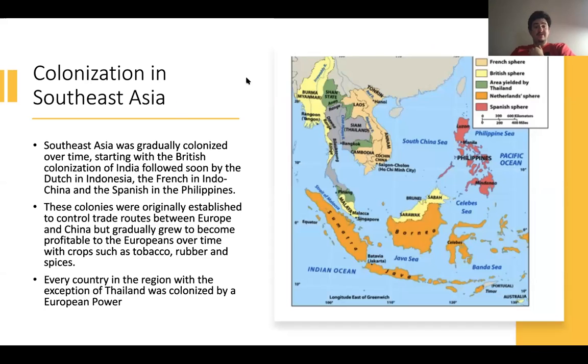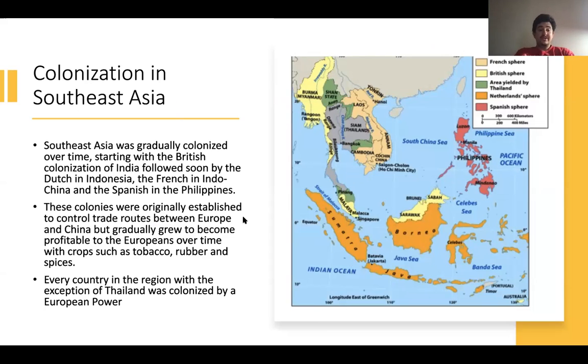Southeast Asia was a little bit different. It was kind of over time, and it started with the British colonizing India and Burma, or Myanmar. And then the French got Indochina, which is like Laos, Vietnam, Cambodia. The Dutch took Indonesia, and then the Spanish got the Philippines.